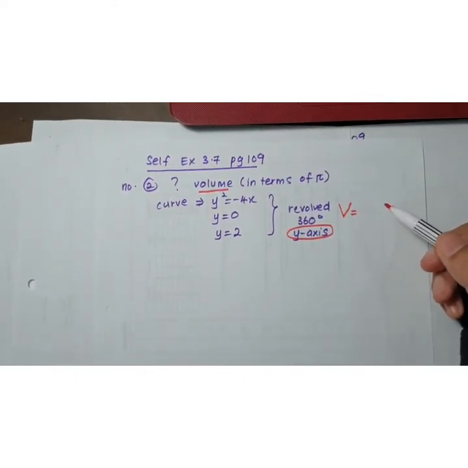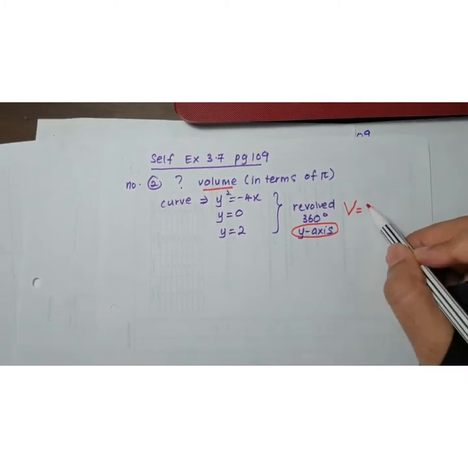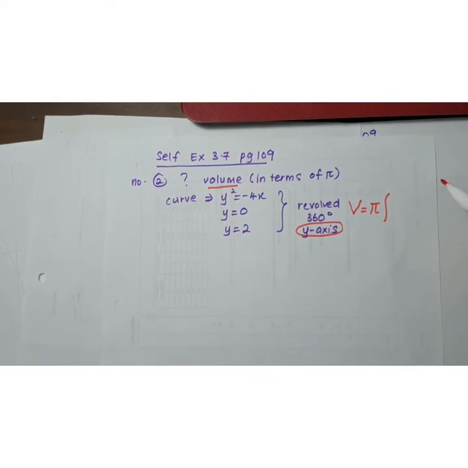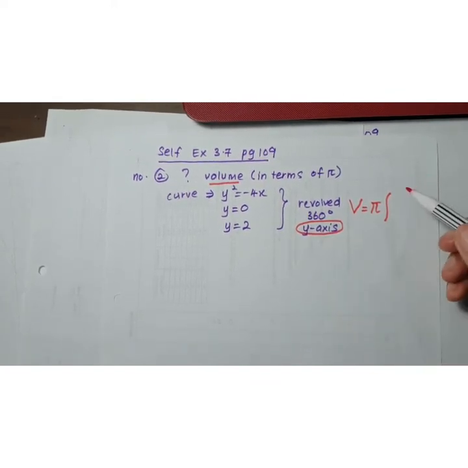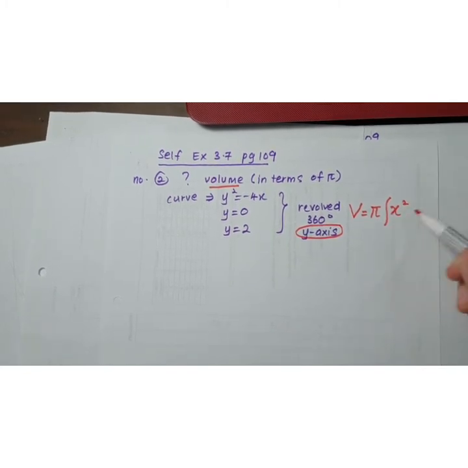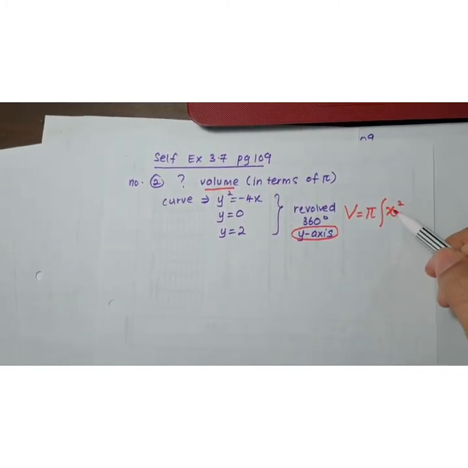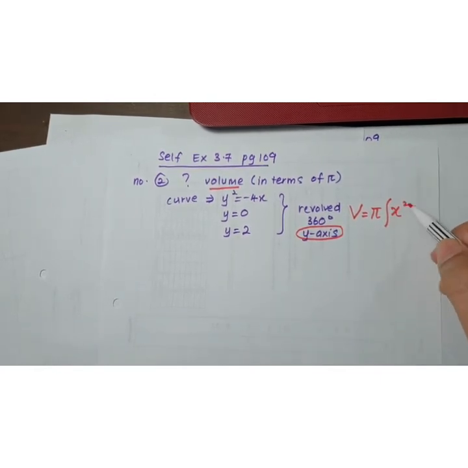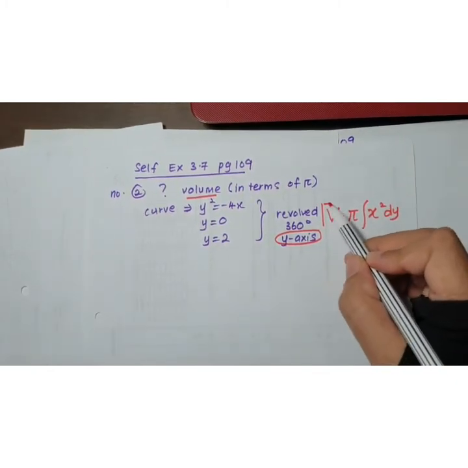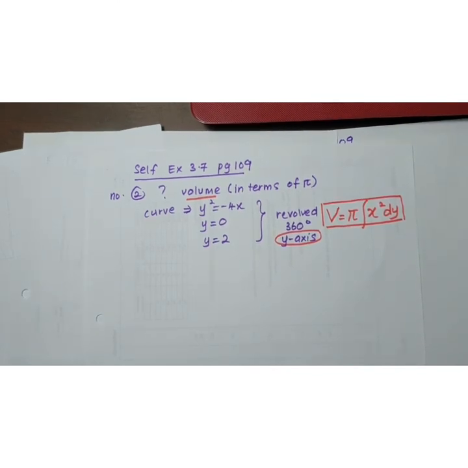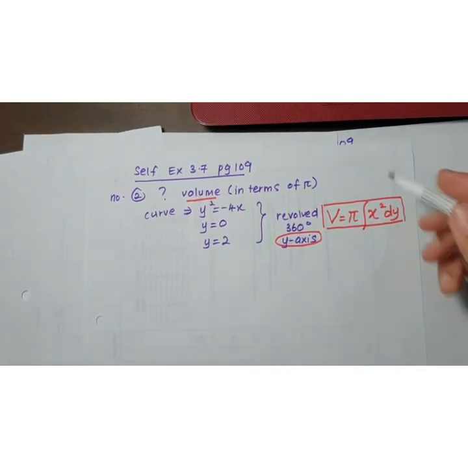The formula for volume is more or less the same as area, the difference is there is pi. And another difference is y squared, revolved about the y-axis, x squared as your subject. For area it is just x, there is no square. Because this is volume, it always has to be squared. And here it is dy. Why is it dy? Dy because it is revolved about the y-axis.